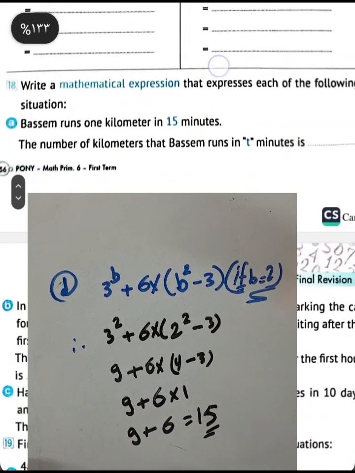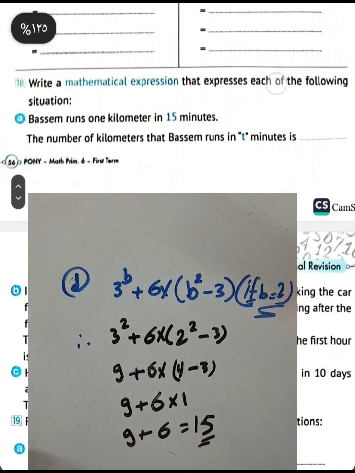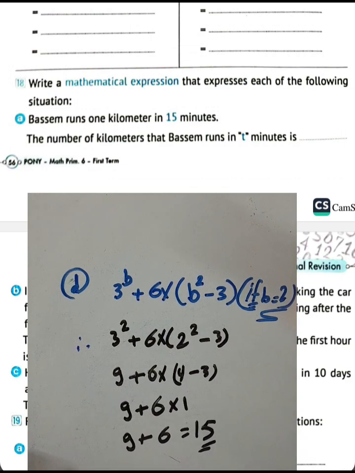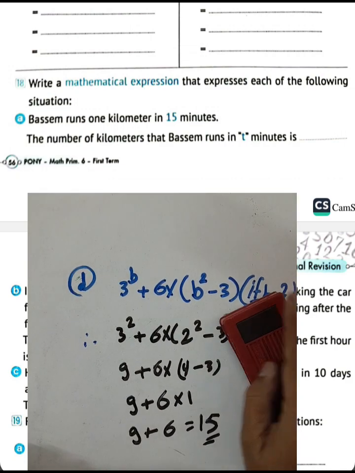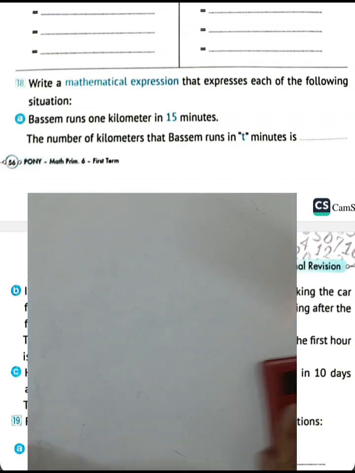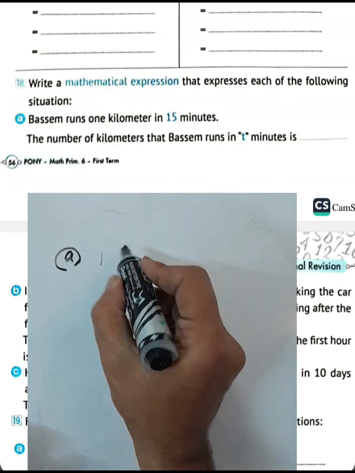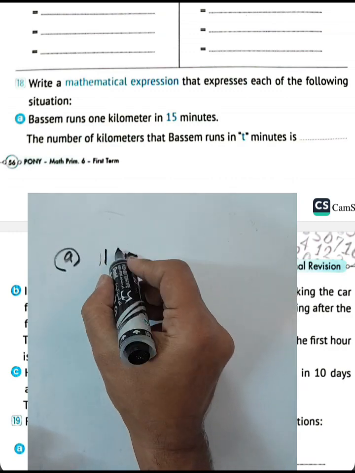Question 18. Write a mathematical expression that expresses each of the following. Basim runs 1 kilometer in 15 minutes. The number of kilometers that he runs in t minutes is what? We can find the product between two numbers to find it. Okay, he gives us the numbers again. Basim runs 1 kilometer in, okay, letter A. Basim runs 1 kilometer. Okay, look with me at the steps.